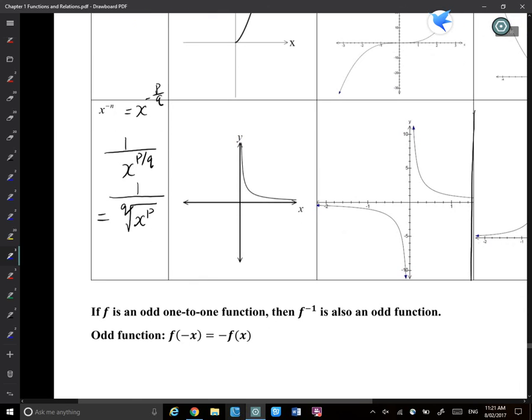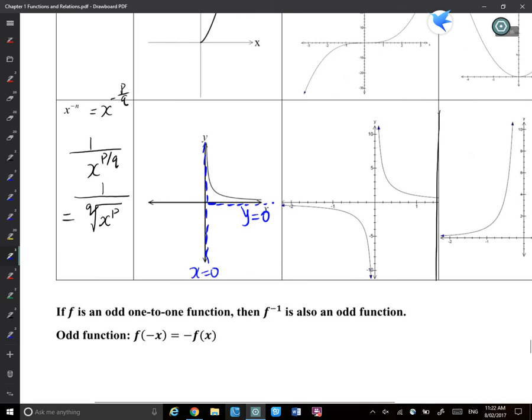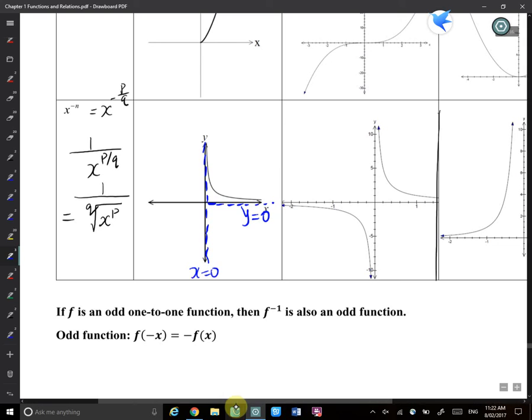Okay, we have this graph. You need to show asymptotes. I cannot draw asymptotes for my graph, but you need to show asymptotes here. When you sketch your own graph, you need to show 2 asymptotes. The vertical one is x equals 0, and the horizontal one is y equals 0. And now, what is that? That is odd on odd.